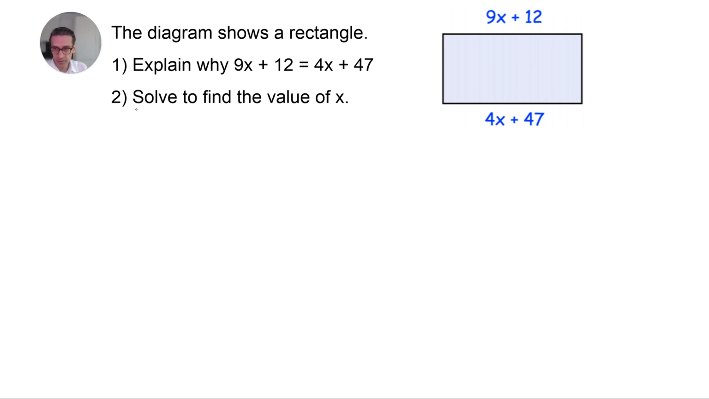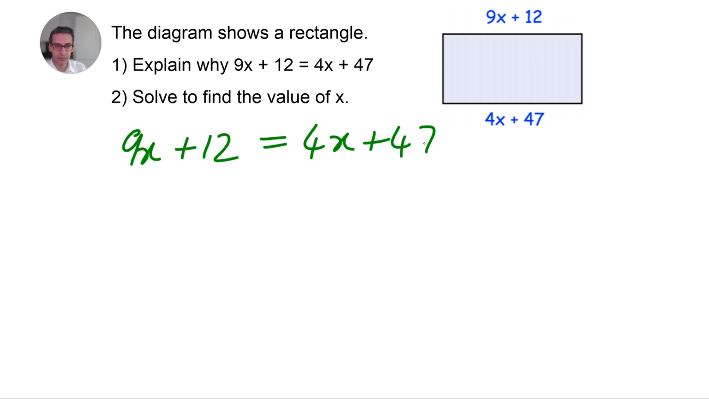And now it says solve to find x. Well, there's no equation given. So actually there is, it's right here. We sometimes need to make one. So part A might not be given in a question and it just says solve to find x, in which case you would need to know that 9x plus 12 is equal to 4x plus 47.